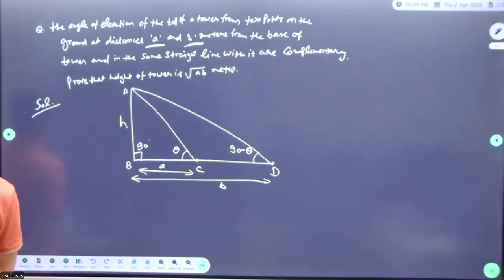Anyone got it? No? Rishi? Got it? Asmita? Ashna?